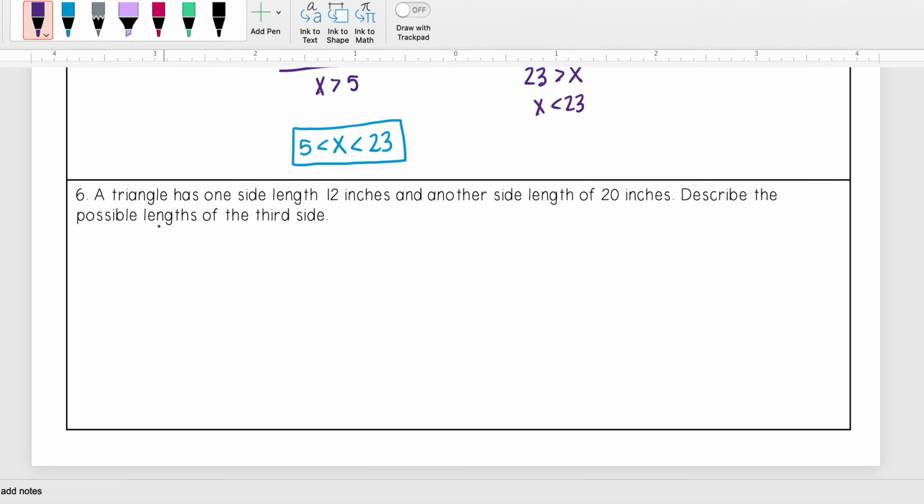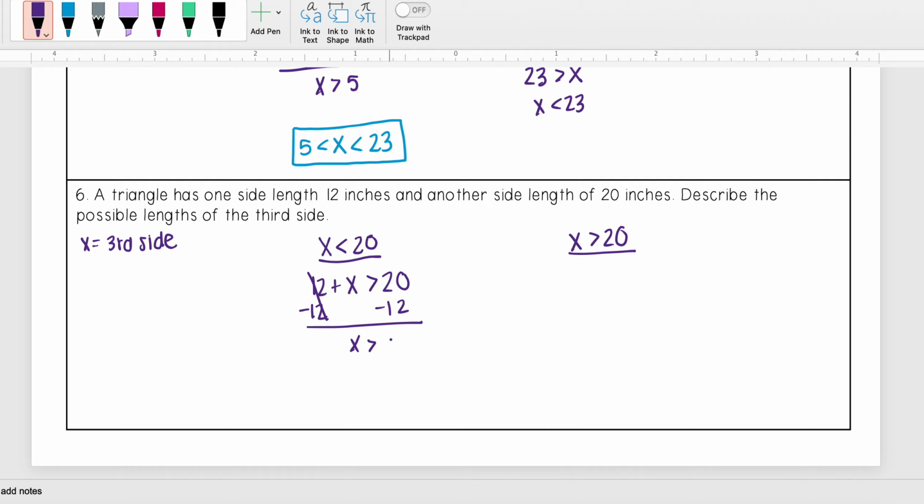Okay, let's try another one. Here a triangle has one side length of 12 inches and another side length of 20 inches. Describe the possible lengths of the third side. Again, I'm going to have x equal my third side, and we're going to have two cases. With side lengths 12 and 20, either 20 is going to be my largest side, in which case my third side is less than 20, or my third side is my largest side, which means that x is bigger than 20. If x is less than 20, then my shorter side, 12, plus x should be greater than my largest side, which is 20, by the triangle inequality theorem. Solving for x, I subtract 12 from both sides, and I get that x is greater than 8.